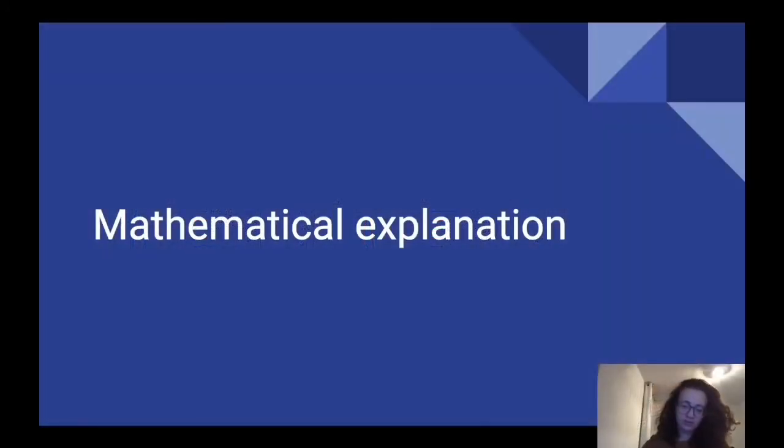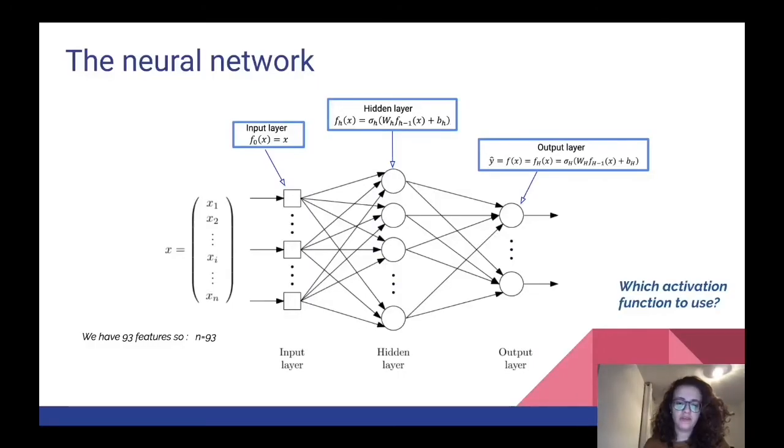Let's move now to a mathematical explanation of the behavior of our network. So we have an input, which is a vector with a size of 93, and that's because we have 93 features, as explained before. In each hidden layer, we take the output of the previous hidden layer, multiply it by the weight, add the bias, and then apply the activation function. And for the output, we have 2 possible results: 1 if the person has a salary exceeding 50K, and 0 if not.